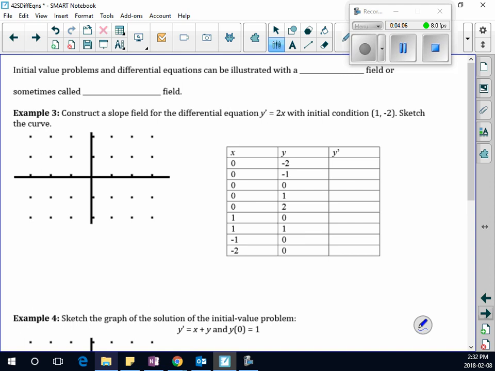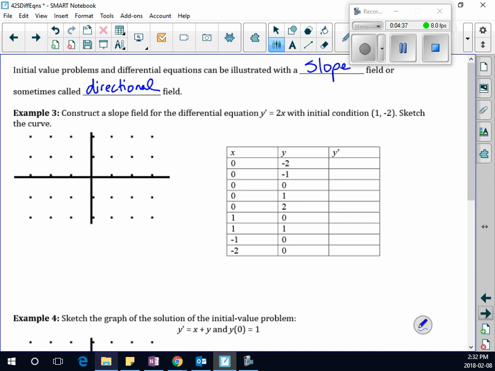Now we're going to get into initial value problems, and differential equations can be illustrated with what's called a slope field, or sometimes called a directional field. So we're going to construct a slope field for the differential equation y prime equals 2x with initial condition 1, negative 2. You're supposed to sketch the curve.